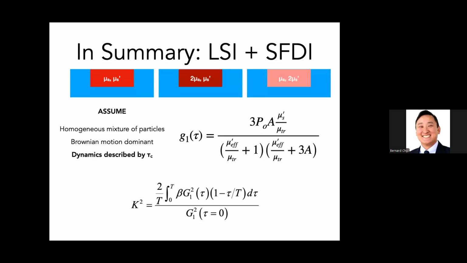We can do LSI plus SFDI, or LSI plus whatever optical property measurement you want to do. And you can get a contrast. You can basically get the G1 function, which is more complicated, but you can numerically integrate that function in order to map contrast to get a diffusion coefficient out. So something more quantitative.